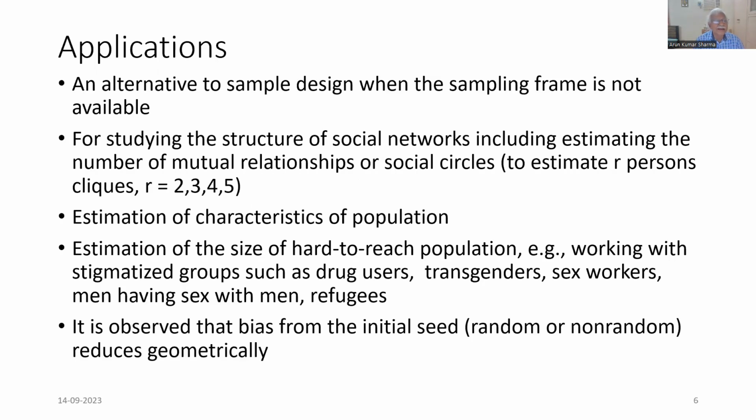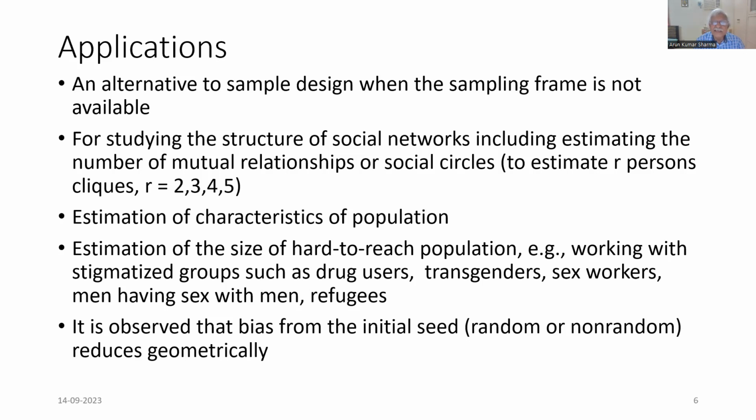How is snowball applied? Friends, snowball is an alternative to sample design when the sampling frame is not available. And this is one reason why we go for convenience sampling sometimes. When the sampling frame is not available, you cannot go for random sampling of any type, simple random or stratified random or systematic random. And then you choose a convenient or purposive sample. So this is an alternative to sample design when the sampling frame is not available.